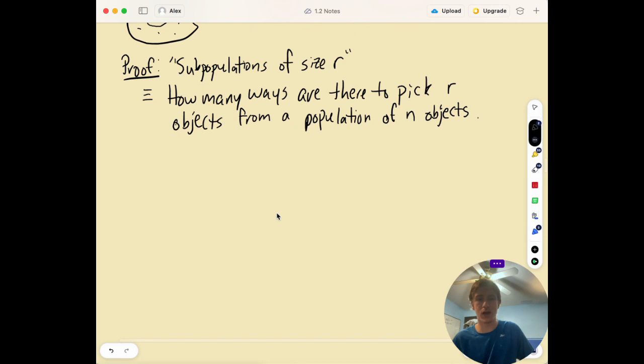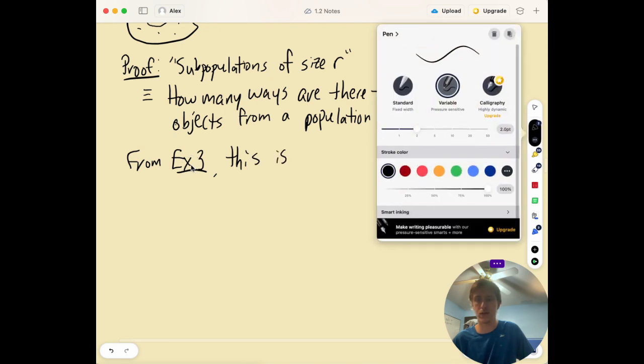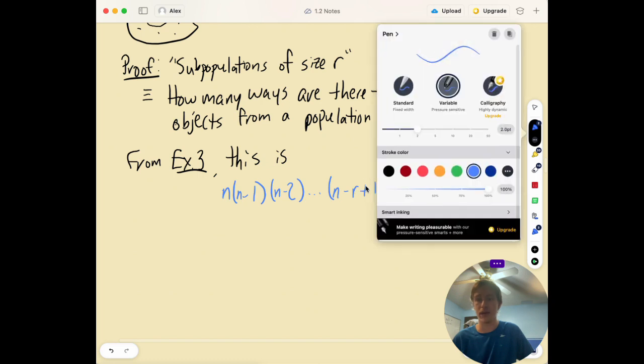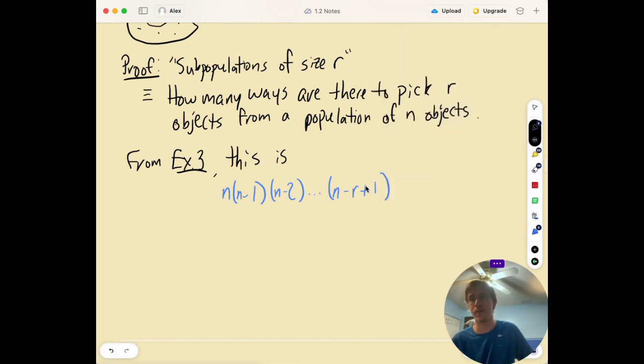Well, based on example 3, which is also the sampling without replacement, we already have the answer to this, right? The answer to that is n times n minus 1 times n minus 2 all the way up to n minus r plus 1. Or at least that's close to the right answer. The problem is, when you sample without replacement, the order of elements that you select matters. And we don't want it to matter.